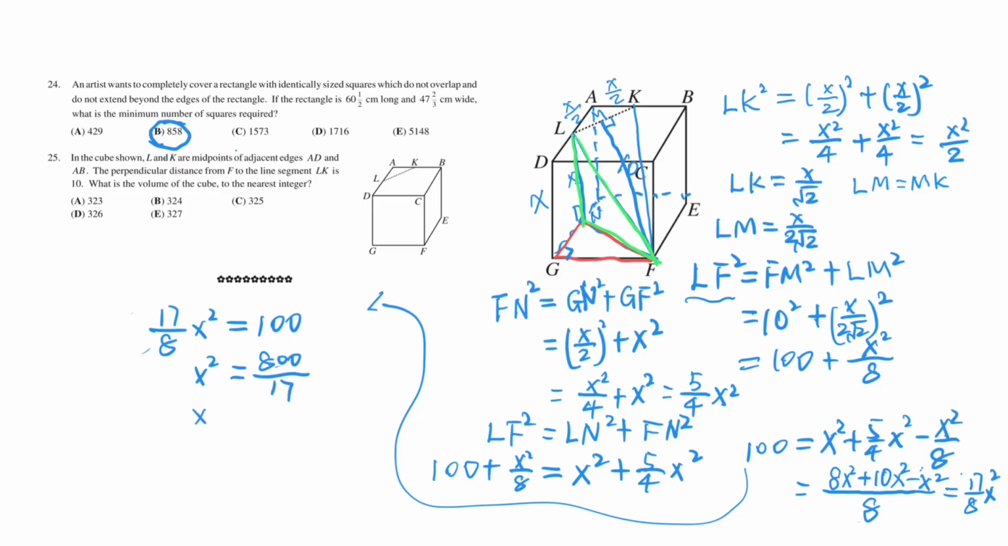x is the square root of 800 over 17. Cube volume is the side length cubed. That's x cubed, so that's the square root of 800 over 17, cubed, rounded to the integer. That's 323. So the answer of number 25 is A.